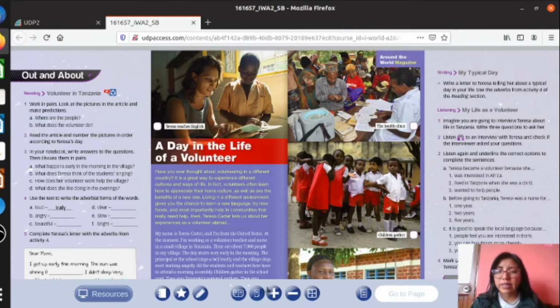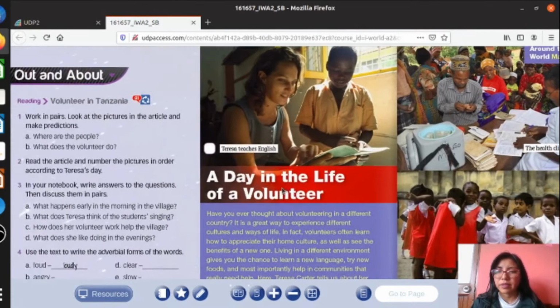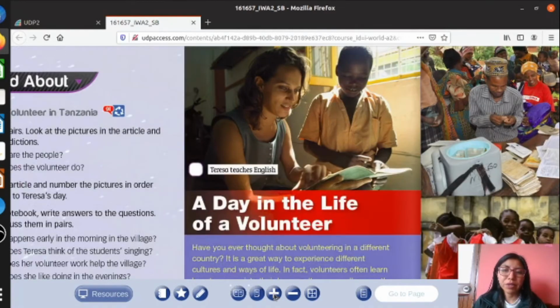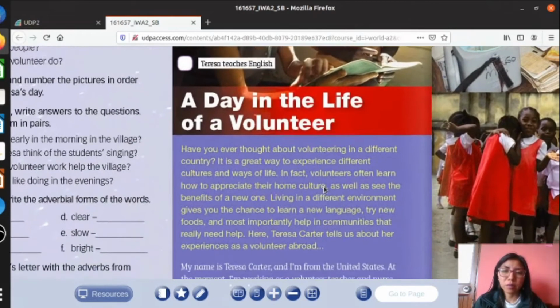The second exercise. Read the article and number the pictures in the order according to Teresa's day, okay? So we are going to read about the day of Teresa. Vamos a leer sobre el día de Teresa. And who is Teresa? So pay attention. We are going to read. Presta atención.